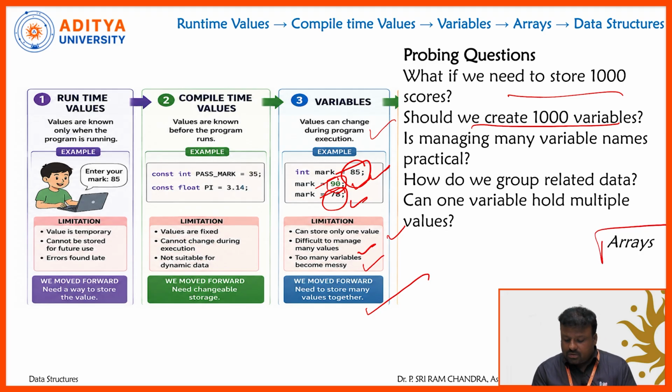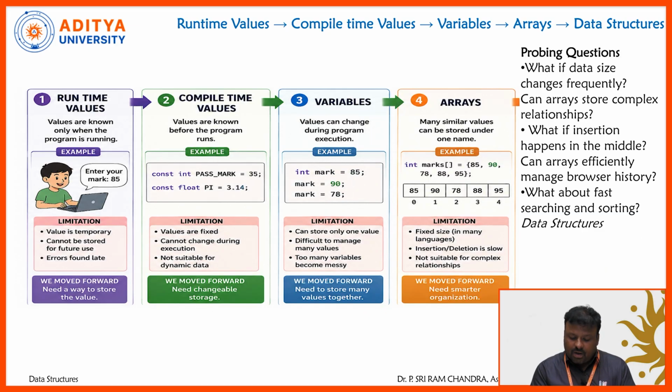The possible solution for this is arrays. Let's see: int marks equals 85, 90, 78, 88, 95. Not even one mark. We are going to store 1, 2, 3, 4, 5 marks under one variable name called marks. This is an advanced version where the problems of the variables are covered.